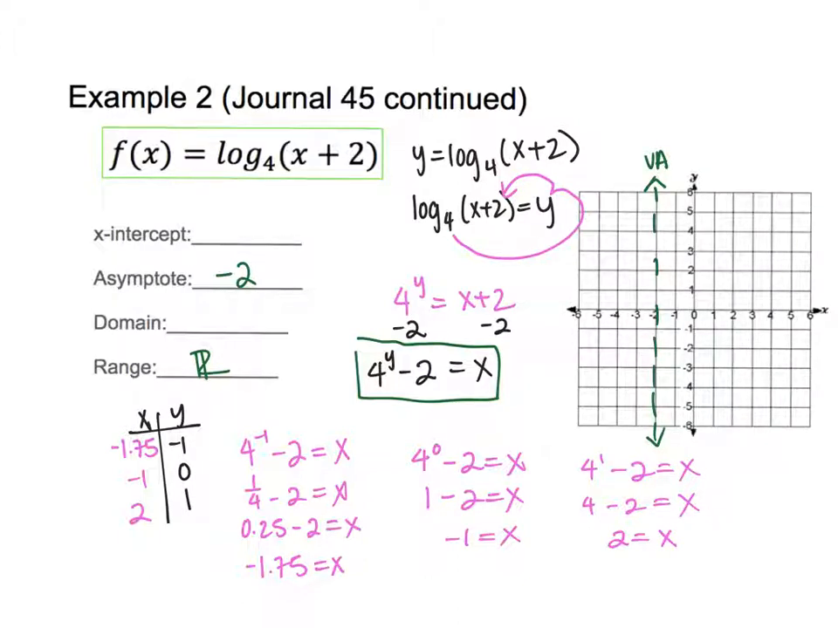And I'm going to plot my points now. So it's at -0.75. That's really close to -2, but not quite, and it's down at -1 for y. And then the next one's -1, 0, so that's right here. And then 2, 1 is about right here. And I'm going to try to connect the dots. So notice that this side of the curve is getting really, really close to the vertical asymptote, but not quite.